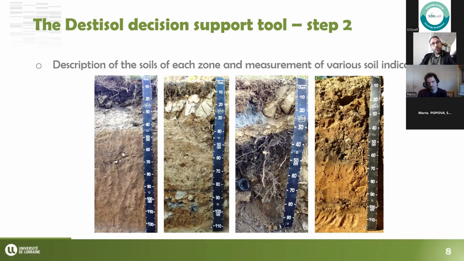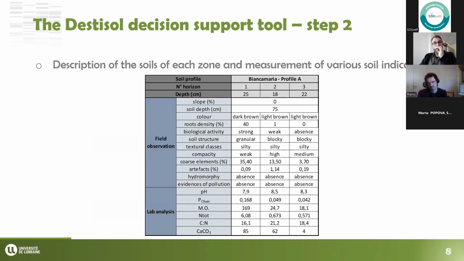And each of these soils is described through a selection of, let's say, a minimum dataset of indicators, and you can see the results of the description of soil from zone number A, from zone 1, and here are the indicators. I will go briefly through them.